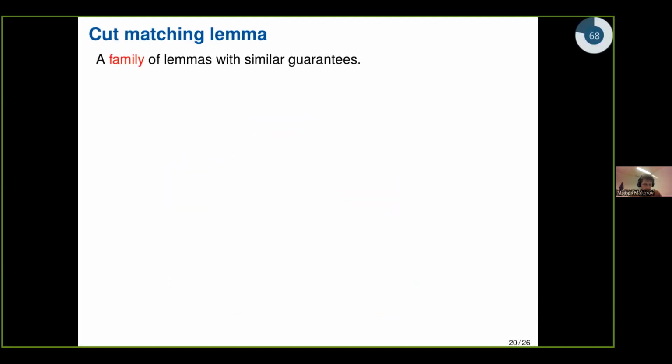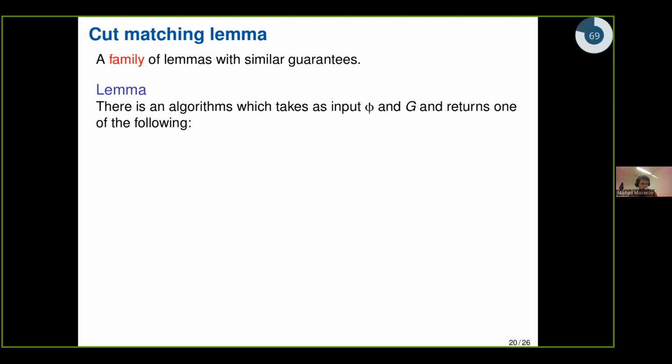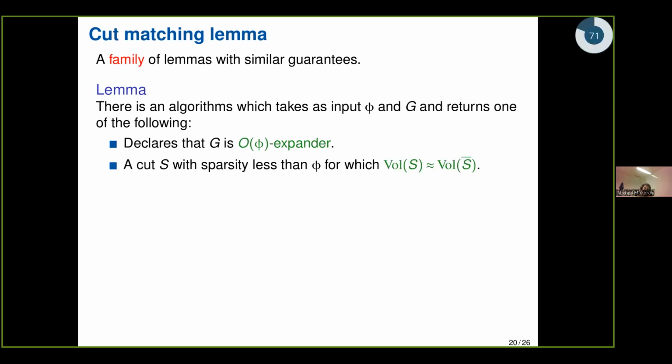So we use something called a cut matching lemma, and this lemma is a member of a family of lemmas with similar guarantees. The guarantees look like this. There exists an algorithm which takes as an input a graph G and phi and returns one of the following. It can declare that G is an Omega-phi expander, or it can return a cut with sparsity less than phi, but that is a fairly balanced one. In terms of the volume, the volume of both sides is approximately the same.